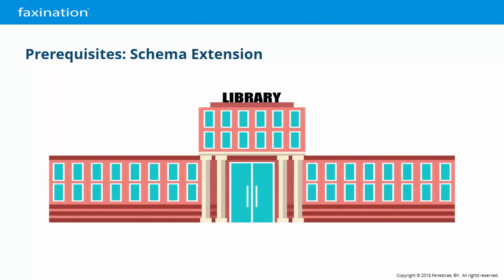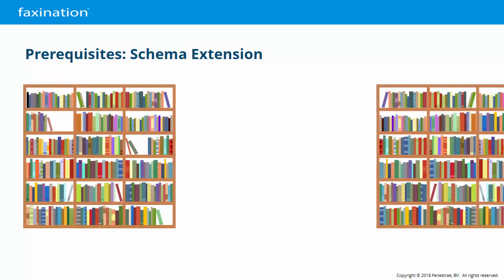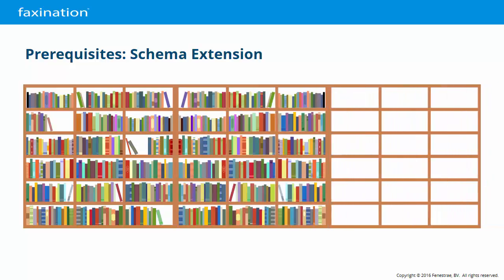For an analogy, we can compare Active Directory to a library, a place to store information. Within that library, we have a section dedicated to information about our domain users. If we imagine that the information is stored on shelves within that library, then extending the Active Directory schema is like adding some new shelves to the domain users section of the library where we will store Faxination-specific information.